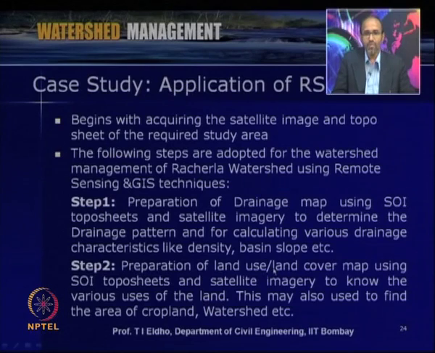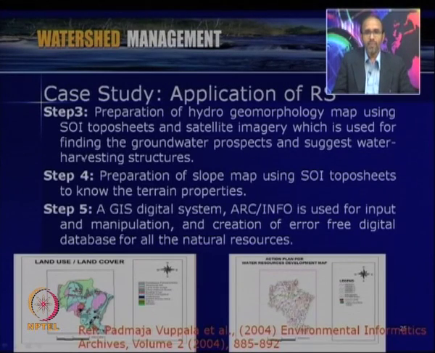Then step number two, preparation of land use land cover map using Survey of India topo sheets and satellite imagery to know the various uses of the land in that particular area. Through this we can also obtain the crop area or the watershed area, etc. for that particular region. Then step number three, preparation of hydrogeomorphology map using Survey of India topo sheets and satellite imagery, which is used for finding the groundwater prospects and suggesting water harvesting structures. This is the particular area as given by the authors in this paper. This shows the land use, land cover details.